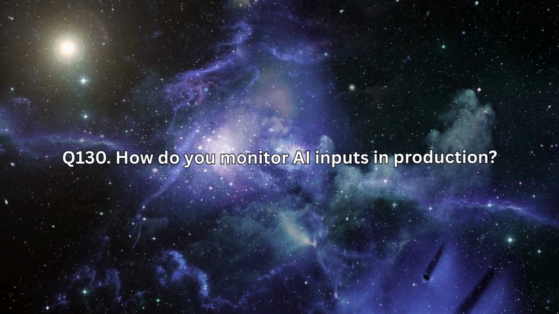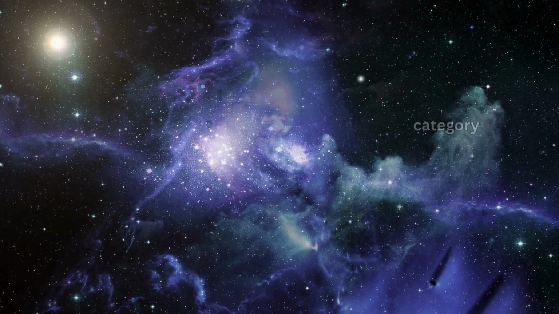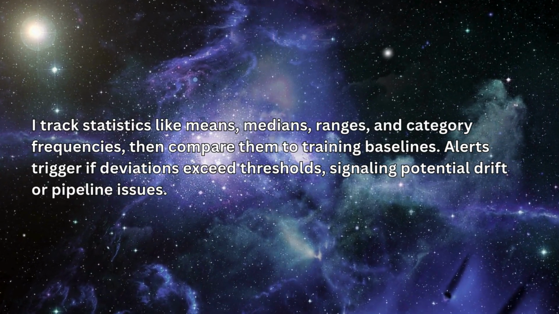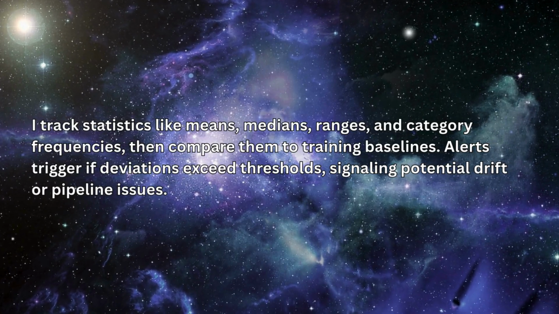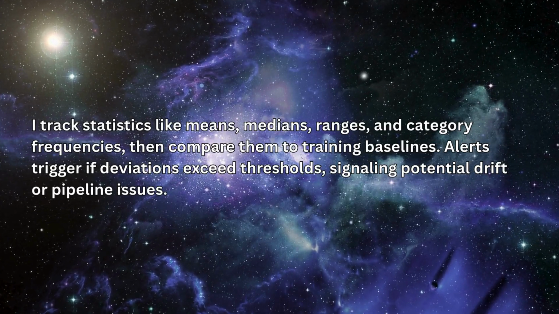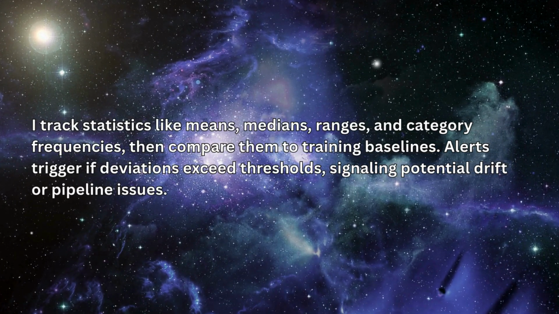How do you monitor AI inputs in production? I track statistics like means, medians, ranges, and category frequencies, then compare them to training baselines. Alerts trigger if deviations exceed thresholds, signaling potential drift or pipeline issues.